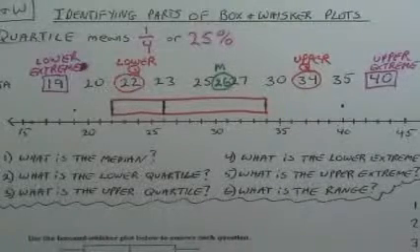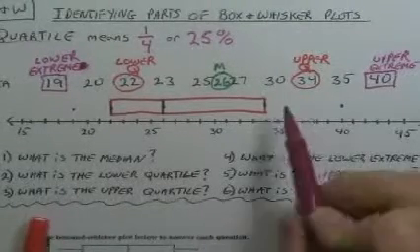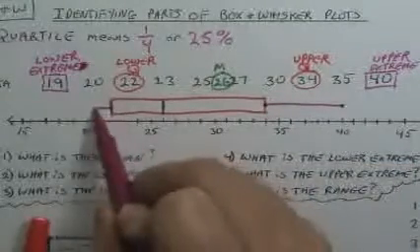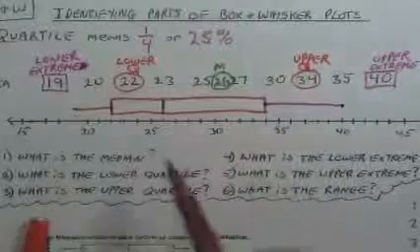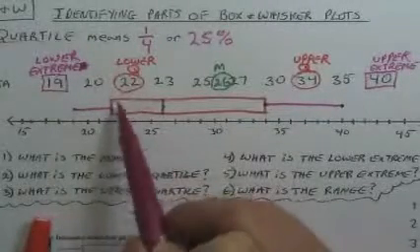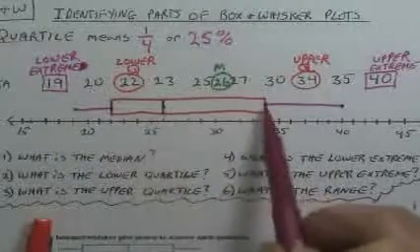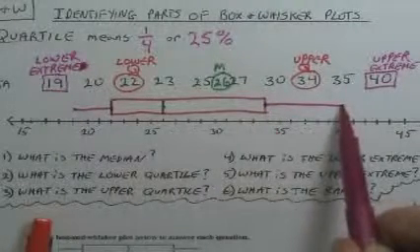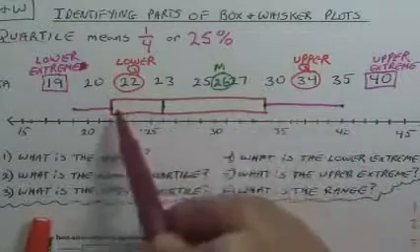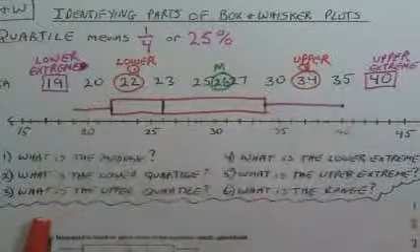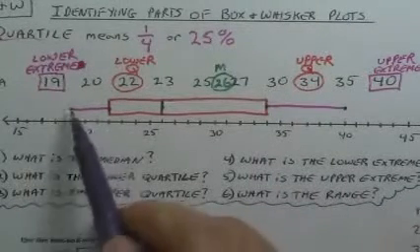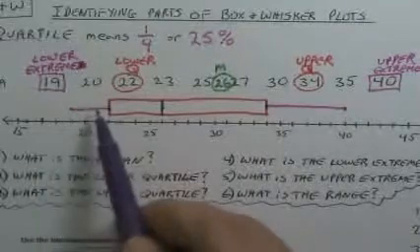Okay, so what do we do with the remaining points? We just draw a line going from that dot to that dot, from this dot to that dot. So we have our lower extreme, our lower quartile, our median, our upper quartile, and our upper extreme. This is called the box, and the two on the side are called whiskers. Box and whisker plot.